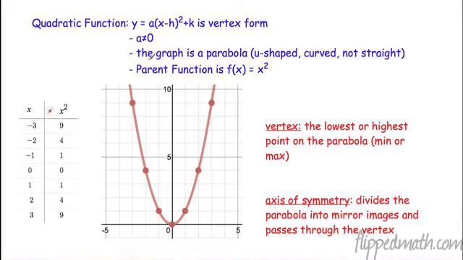The graph of any quadratic is a parabola. It's a U shape. It's curved, not straight. You can see down here we have a quadratic. We have the parent function, which is x squared. Remember, this is the basic function. This is the beginning, the building blocks of the quadratic. You can see it's U-shaped. In other words, I come down here, I didn't make a straight line.